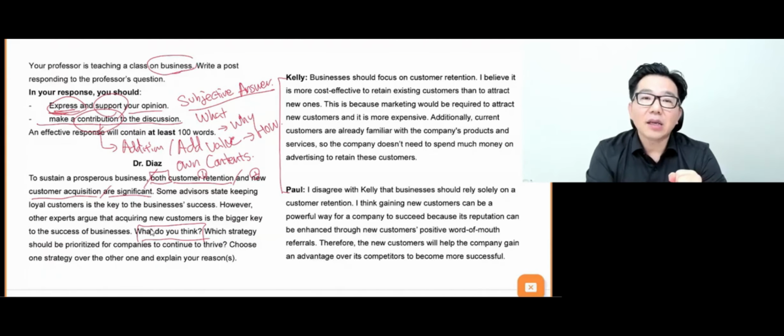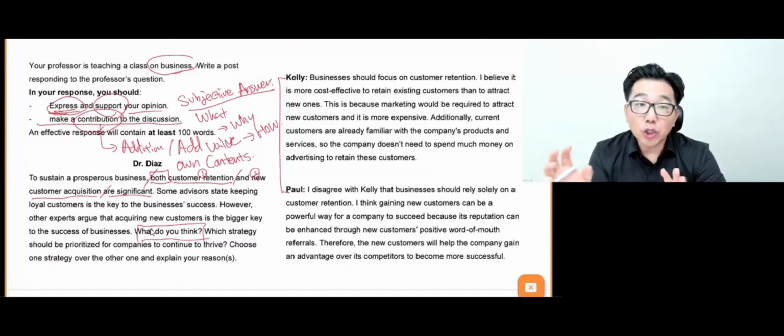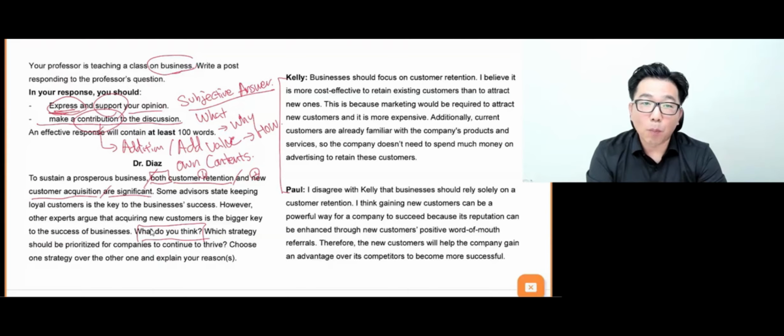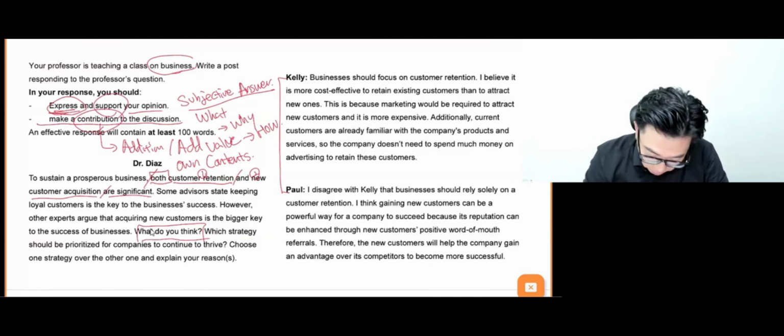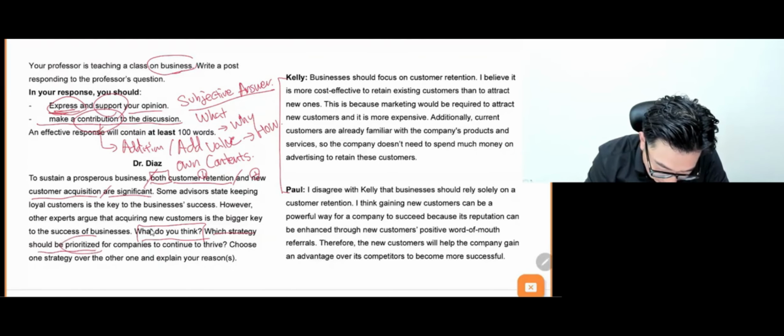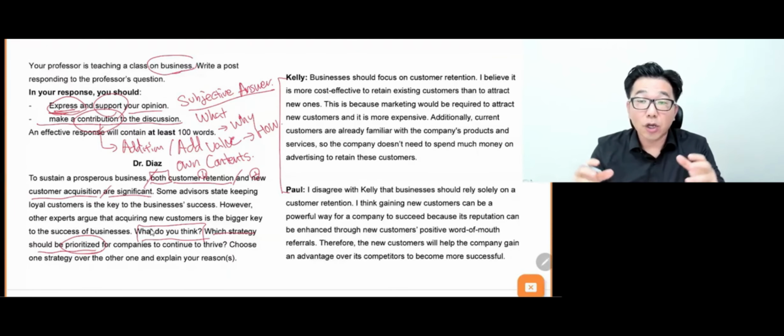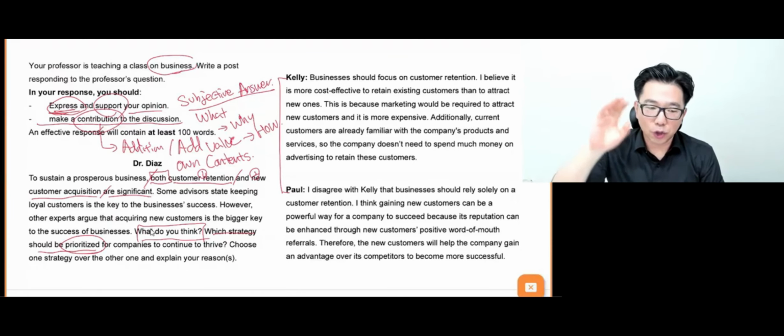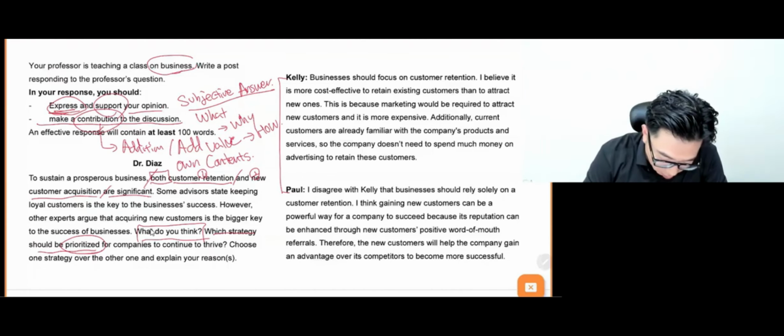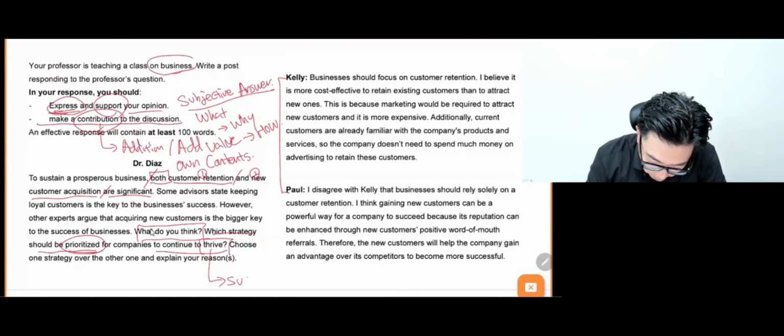No, I think acquiring new customers is the more important strategy to keep a prosperous business, if I have to choose one. Okay, so which strategy should be prioritized? So you have to pick one over the other. You need to prioritize. Prioritize means, as you know, choosing one as more important than the other. Okay, prioritize for companies to continue to thrive, continue to be a success, continue to do well.